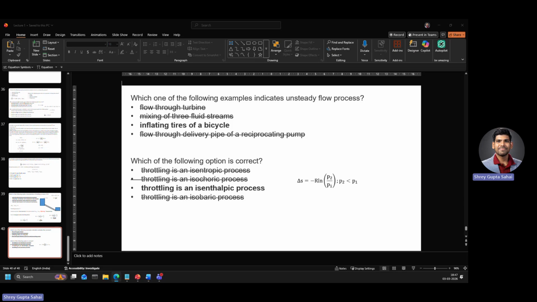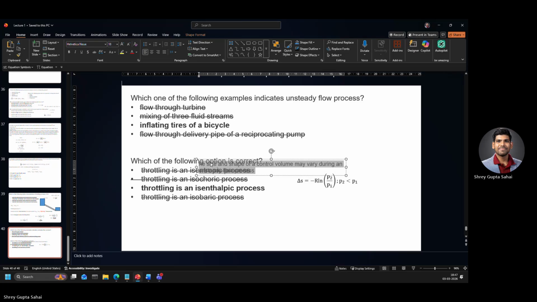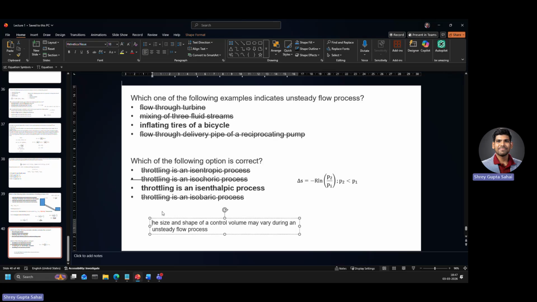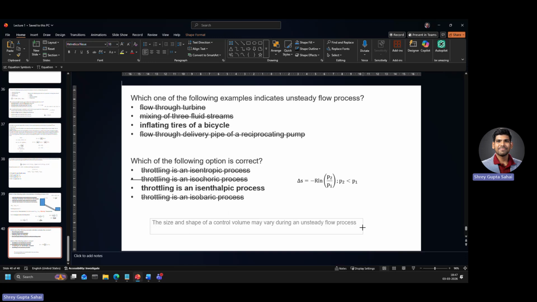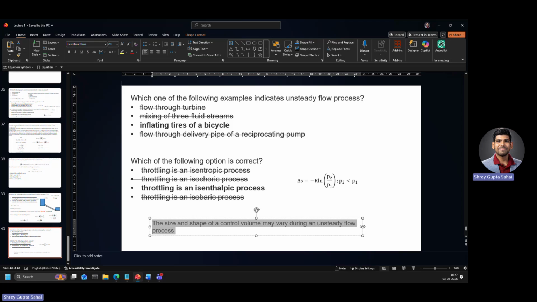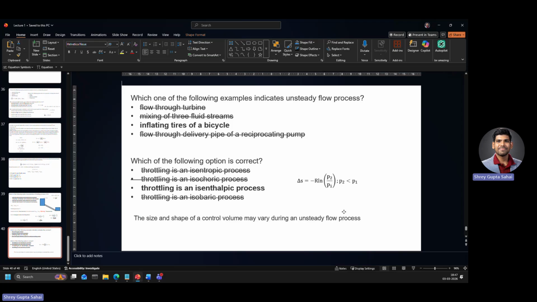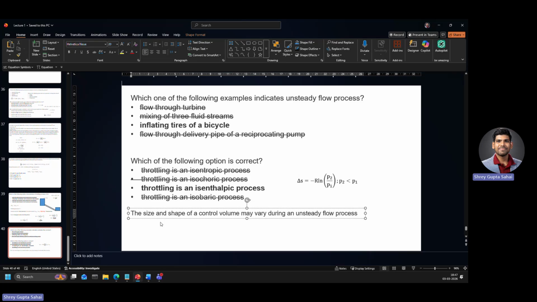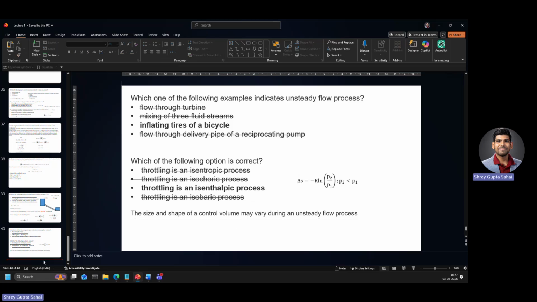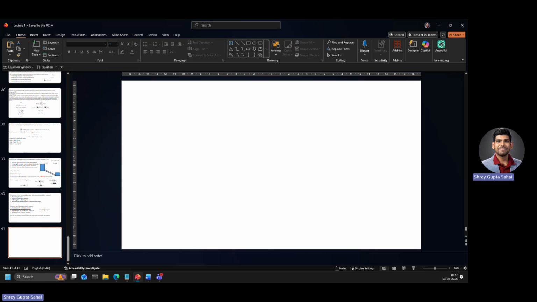Okay, this question is a simple one. This is a true and false question. The question is, the size and shape of a control volume may vary during an unsteady flow process. Definitely. I have a very quick example on the same page. Inflating a tire, as I told you, you see that the size and the shape, both of it, change during an unsteady flow process. And so this statement is true. Okay, so nothing sacrosanct here. We can move ahead to the sixth question now.